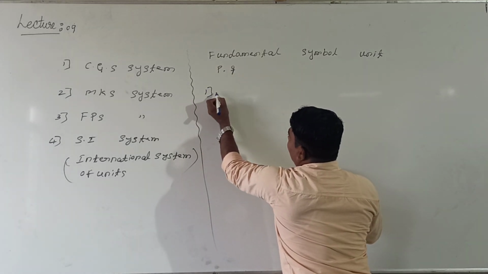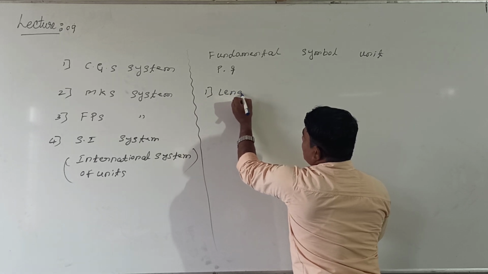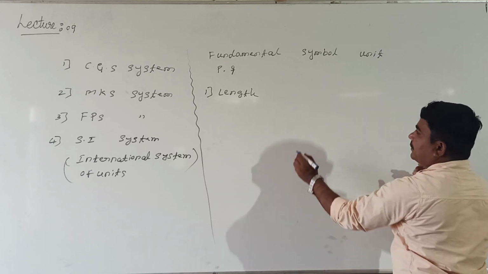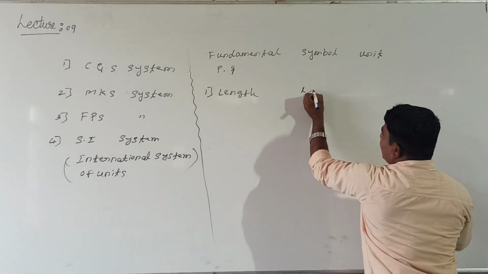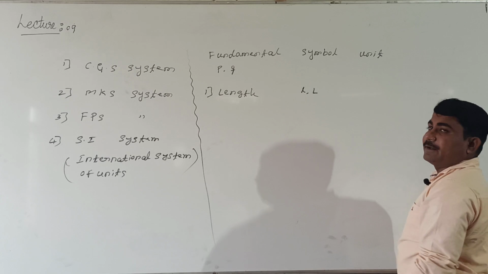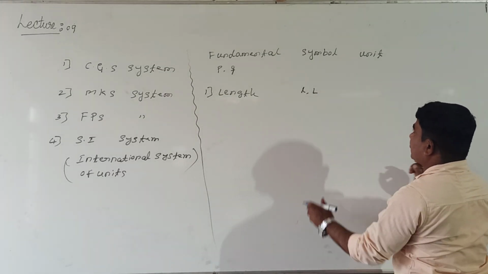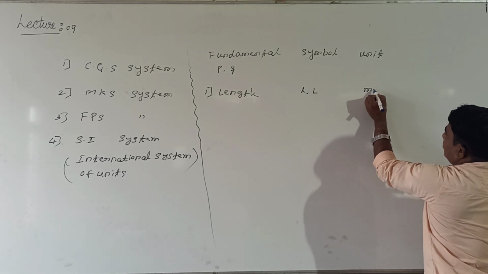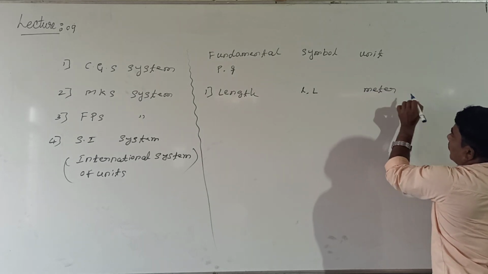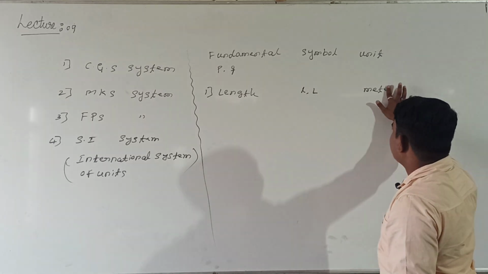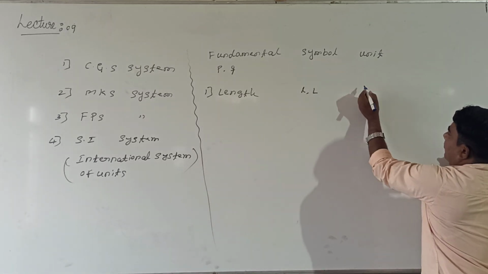One is what? Length. Length is a fundamental physical quantity. Right? Symbol of length. Length can be represented by L, capital L. SI unit of length, that is meter. What you can call? Meter. Represented by small m. Right? Unit I will take directly, that I will take meter.